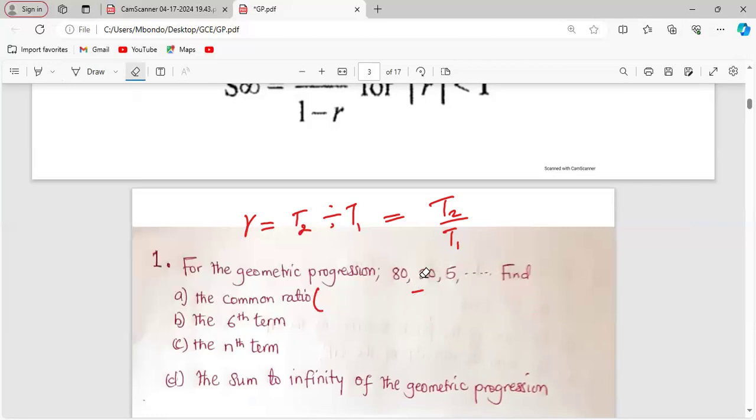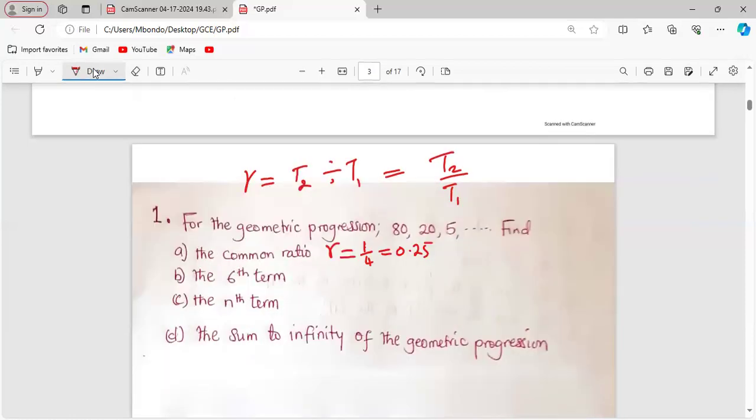Anyway, let us continue. So now we have established that the common ratio here is equal to 1/4 or 0.25. Now we want the sixth term. Remember, we want the sixth term. So we are saying this is our formula. Are we together?